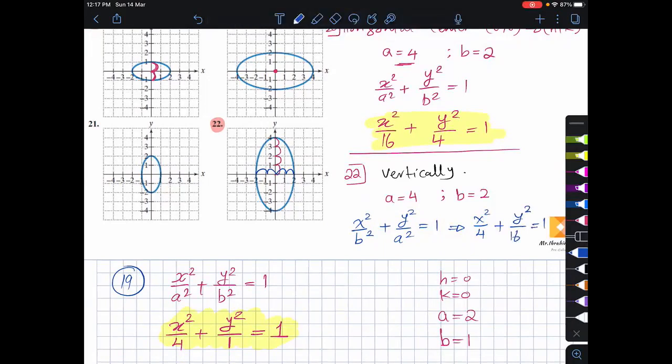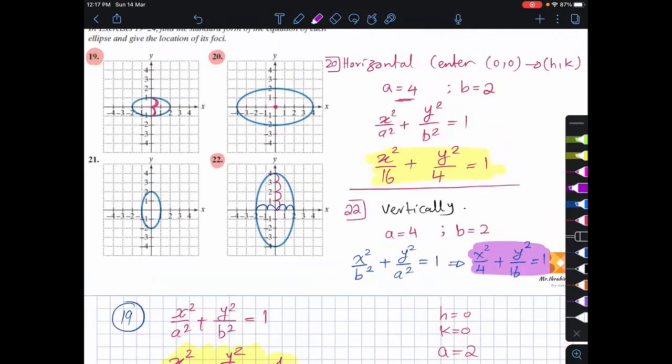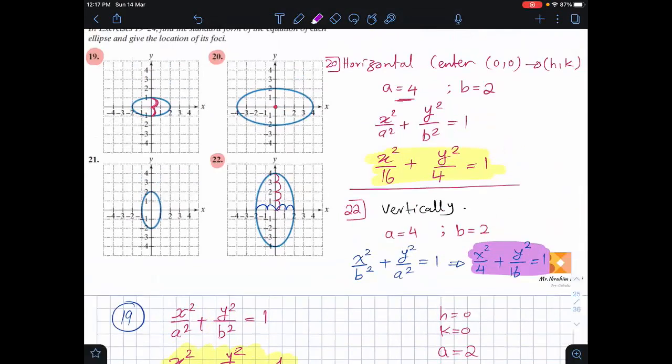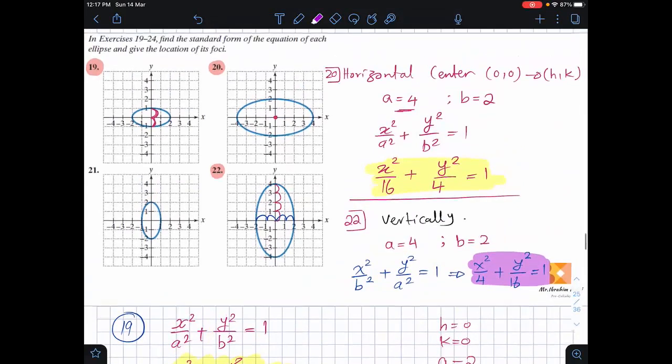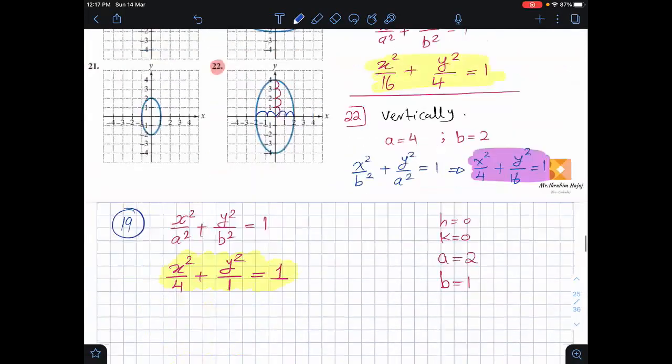16 equals 1. So this is your equation. Okay guys, quickly, if you'd like to copy what we did in questions 19, 20, 22, you only write the standard form of the equation of each ellipse and give the location of its foci. You should find the foci. Let's find only one of them.